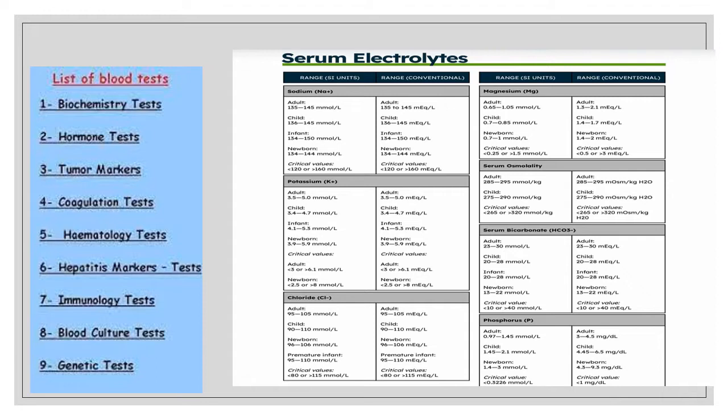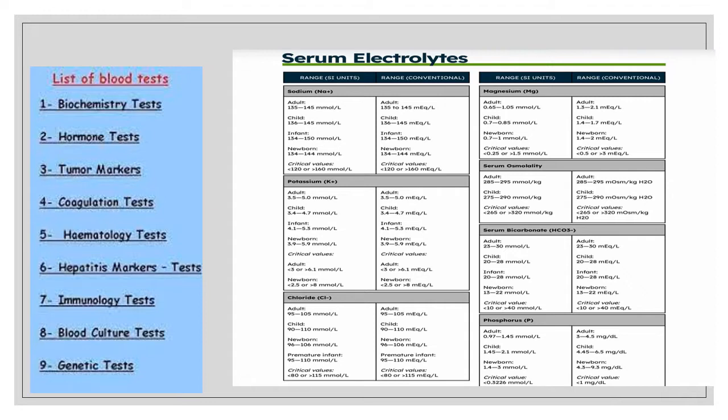Then you have hormonal tests like in pregnancy, the HCG, that is human chorionic gonadotrophin hormone. Tumor markers, these are markers that are usually in cancer. So there are certain cells or certain markers that are increased in cancer, like GPX4 cells in breast cancer. So there are a number of markers that increase in a particular condition.